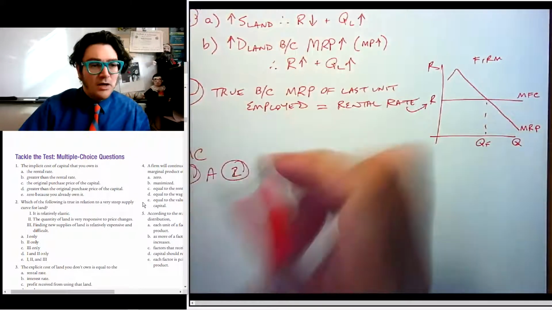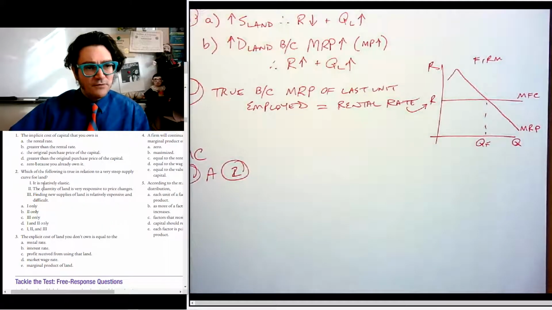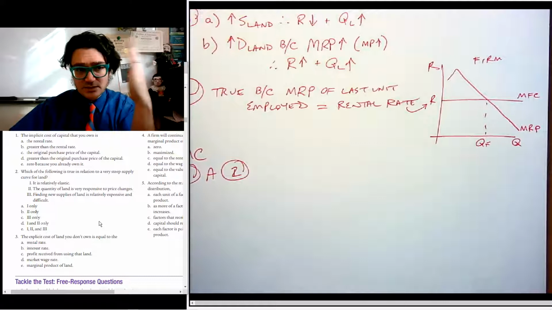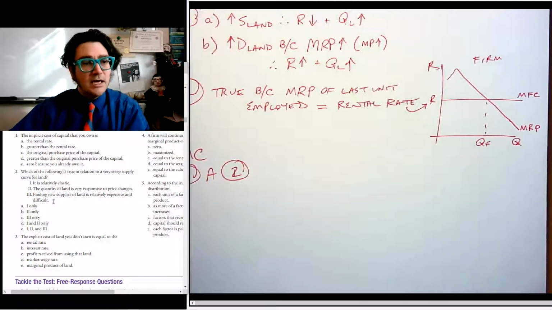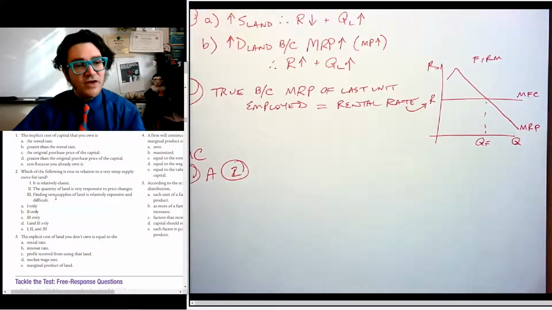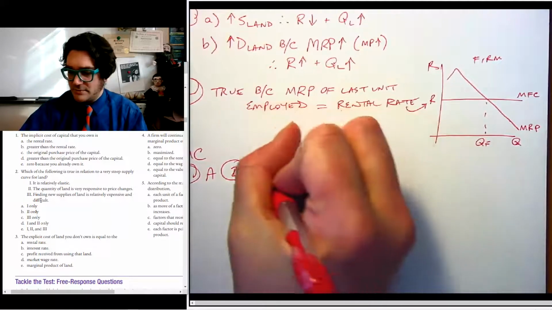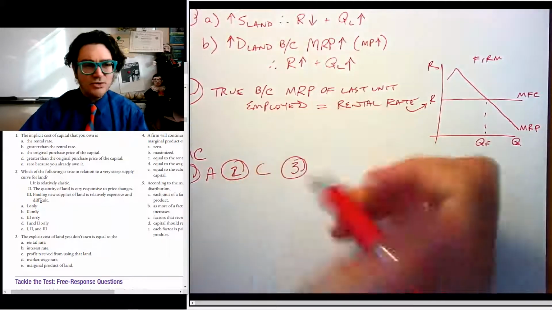Number 2, which of the following is true in relation to a very steep supply curve for land? Well, if it's very steep, it's like that, right? Not elastic, it's inelastic. The quantity of land is very responsive. No, that's very inelastic. Finding new supplies of land is relatively expensive and difficult. 3, that's the only one. So C. And we typically would say that that's true of land.